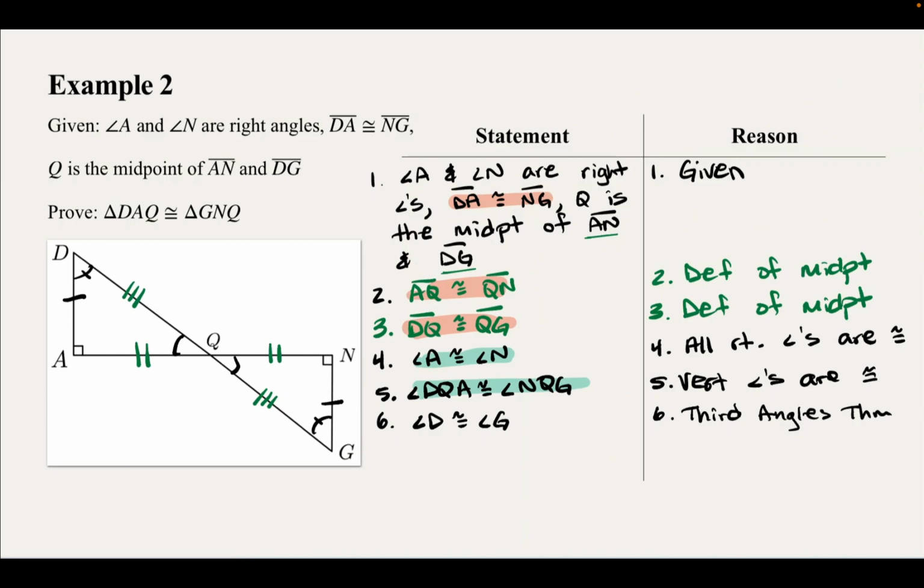So I have 3 sets of congruent segments and 3 sets of congruent angles. Once I have that, I can now jump to my proof and say, because all the angles are congruent and all the sides are congruent, my triangles are congruent. That is the definition of congruence. If all the parts are congruent, then the shapes themselves are congruent.